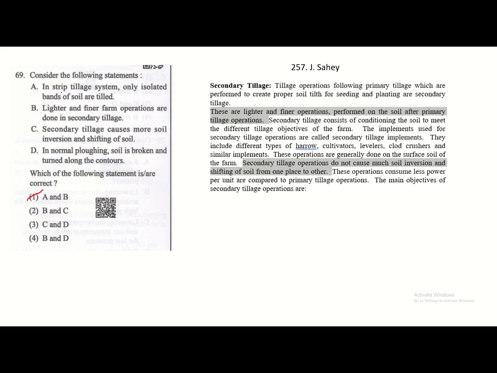Now the next one: consider the strip cropping. This is Jagadish Sahai. A very simple fundamental question they will expect. The answer is the application of the secondary tillage. Next one is digging resistance, backfeed approach.